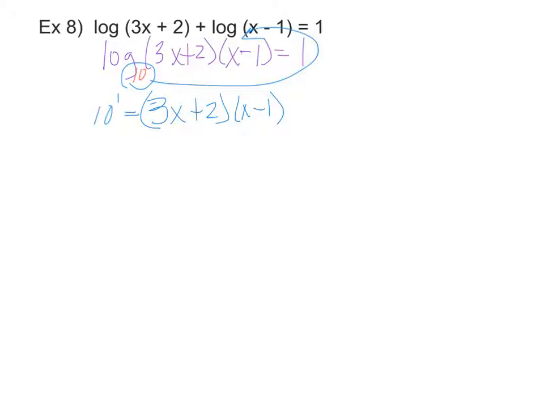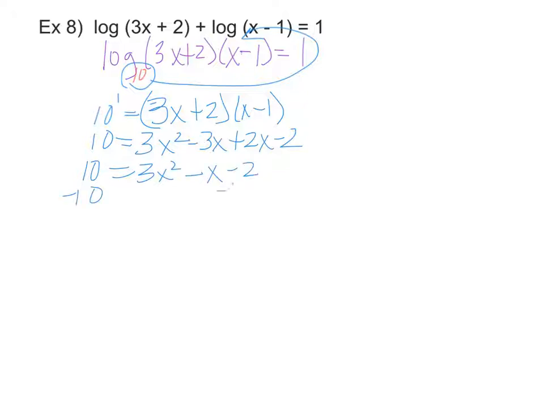Cool. So let's do it. We got another quadratic on our hands. So 10 is now equal to 3x squared minus 3x plus 2x minus 2. So 10 is equal to 3x squared minus x minus 2. So subtract that 10. 0 is now equal to 3x squared minus x minus 12.